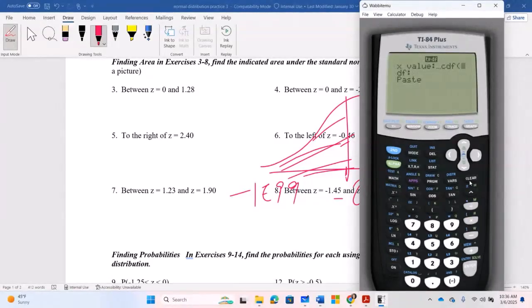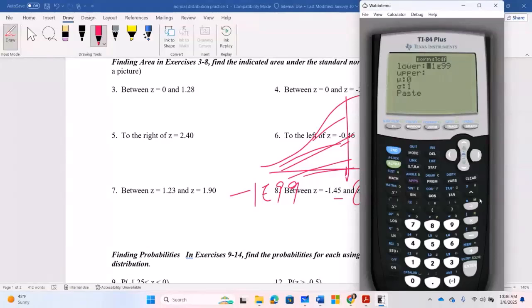And the argument says, I need to get out of here, second quit. All right, normal distribution. Okay, number 2. And it's asking me, what is the smallest number? The smallest number is negative infinity, because negative 0.46 is greater than negative infinity.